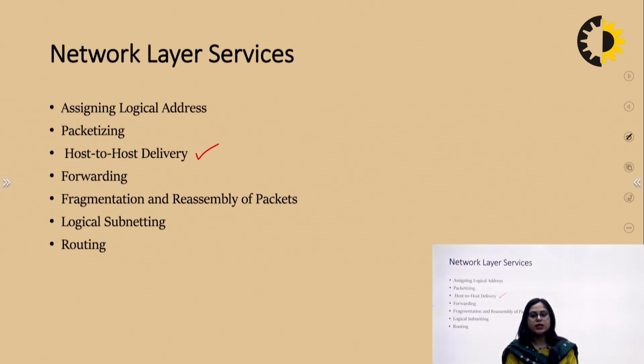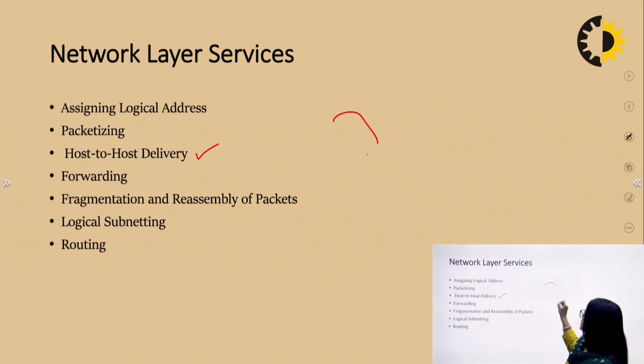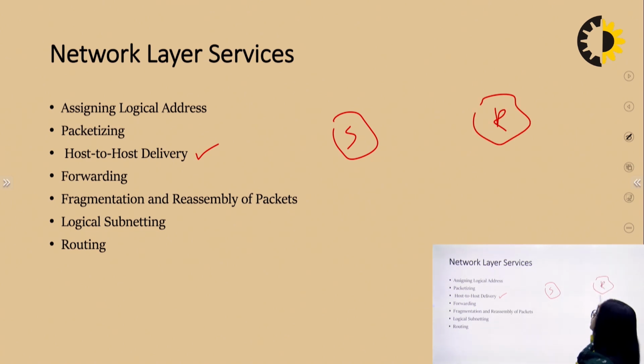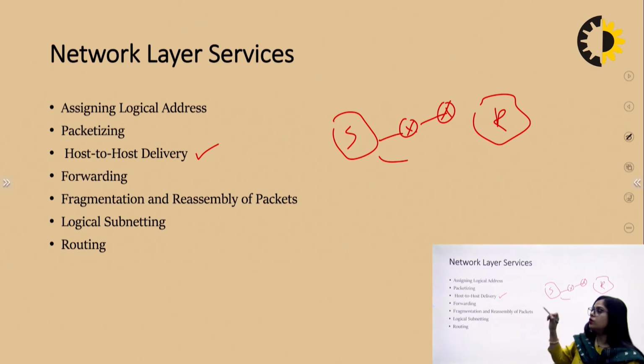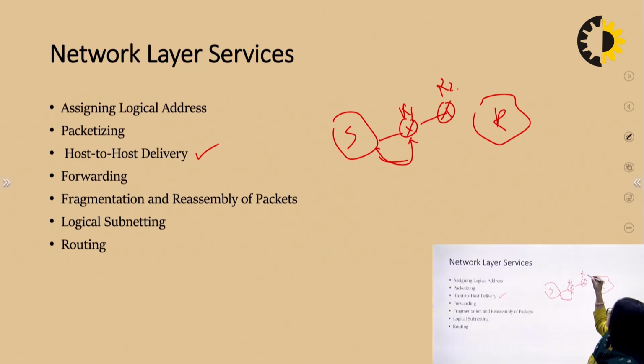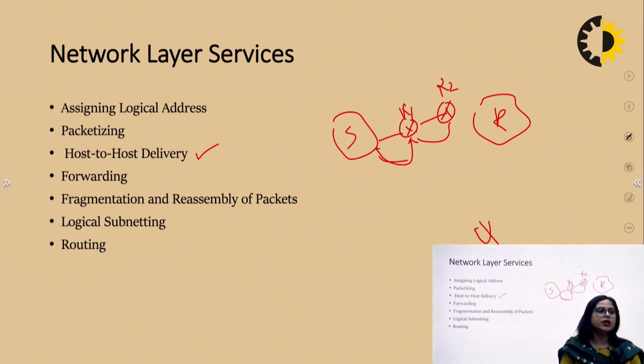In the network layer, host-to-host delivery is done. That means the data is not directly sent to the receiver. In between the sender and receiver, multiple routers are attached. We use the router device to connect multiple networks. So if one sender and one receiver are there, with different routers attached in between, the data goes from the sender to router 1, after that to router 2. That means host-to-host delivery is there.